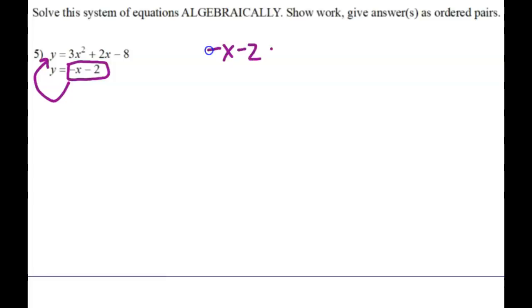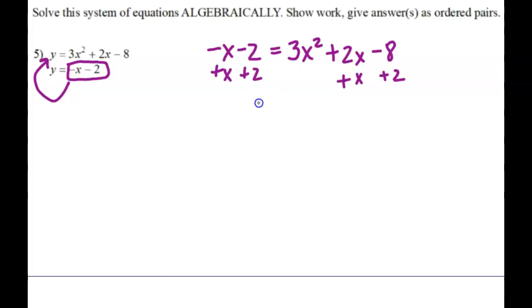So it's going to say negative x minus 2. You could have gone the other direction. Doesn't write the same equation. 3x squared plus 2x minus 8. It has a squared, so I need what? I need to get it to 0. So I'm going to add an x and a 2 so that it says 0 equals 3x squared plus 3x minus 6. Did someone else get that?